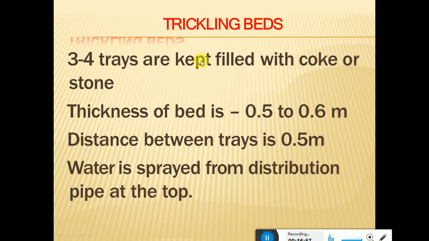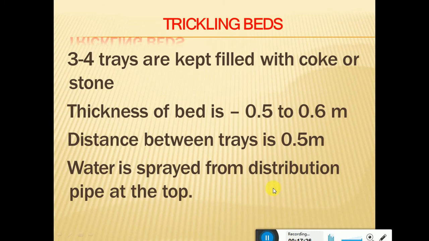So we have the trickling beds here, as shown in the figure in the previous slide. The 3 to 4 trays are kept filled with coke or stone. We can also use anthracite coal because that is an excellent adsorbent, and it removes impurities and also reduces the odor. The thickness of the bed will be in the range of 0.5 to 0.6 meter, and the distance between the trays is around 0.5 meter, and water is sprayed from the distribution pipe at the top.